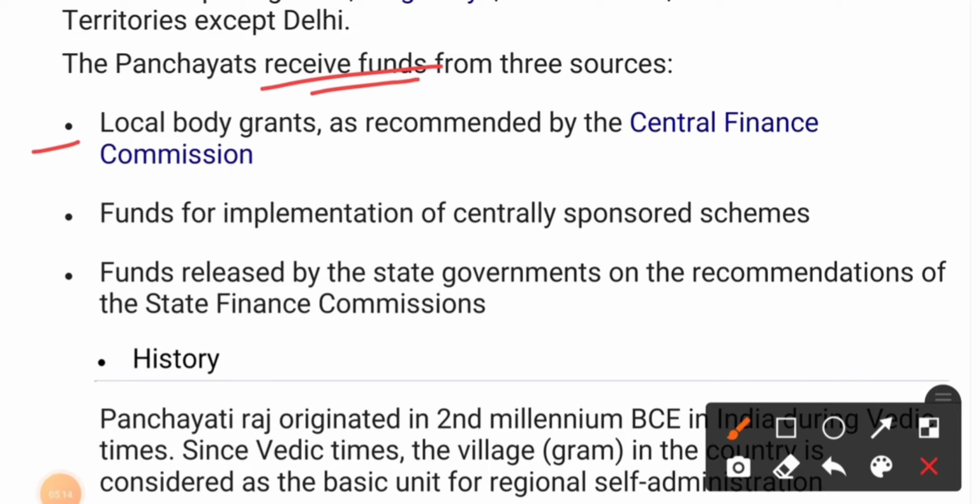Okay, so first they receive the fund from local bodies grants. Local bodies grants as recommended by the Central Finance Commission, funds for implementation of centrally sponsored schemes, and funds released by the state government on the recommendation of the State Finance Commission.